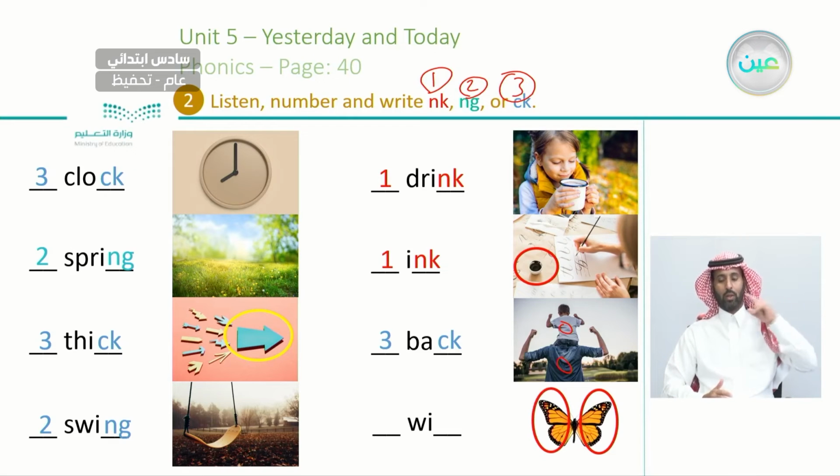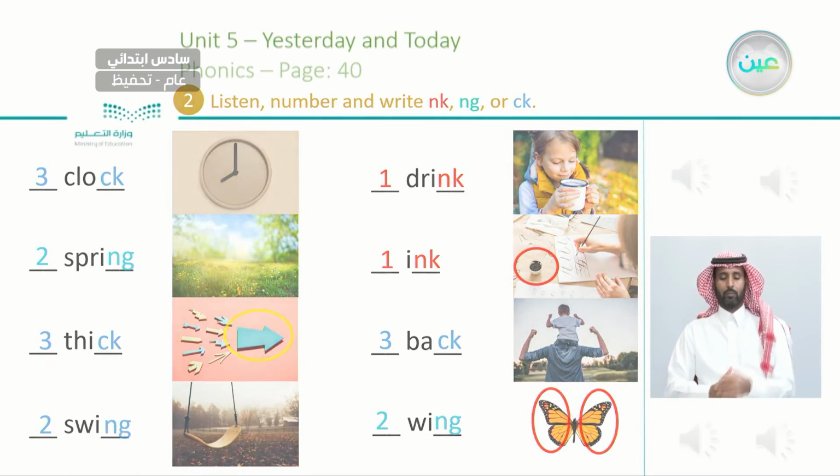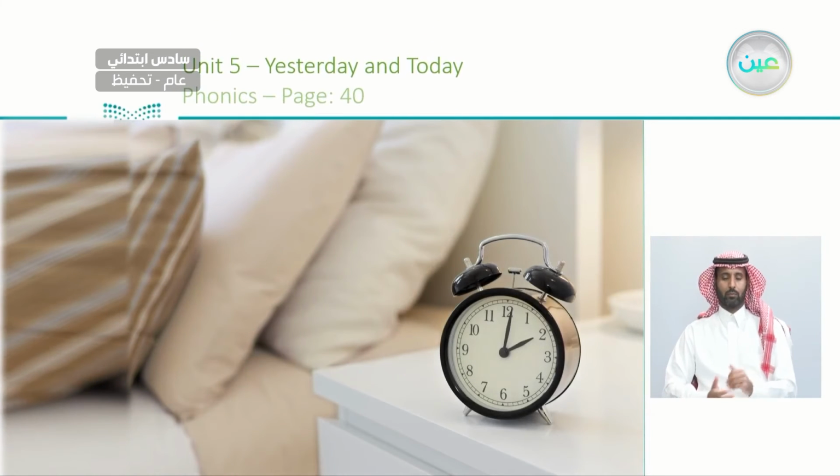2, wing, wing. So what are the missing letters here? N, excellent. So we have NG. So we have wing, wing. Okay, so we have 2 wings for butterfly and also for the birds. So this is what? Wing, wing. Okay, excellent. Okay, now let's have a advice time.